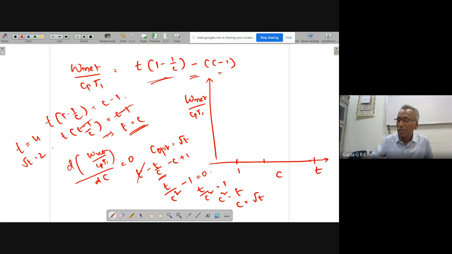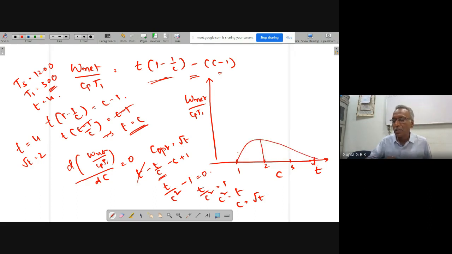2. Okay, so if this is 1, this is 2, this is 3, and this is 4. So optimum will be, suppose my T3 maximum temperature is 1200 Kelvin, and T1 is usually 300 Kelvin because it is room temperature. So then small t equals 4. If I take that, I will get something like this, where the peak will be at 2. Am I clear about it?